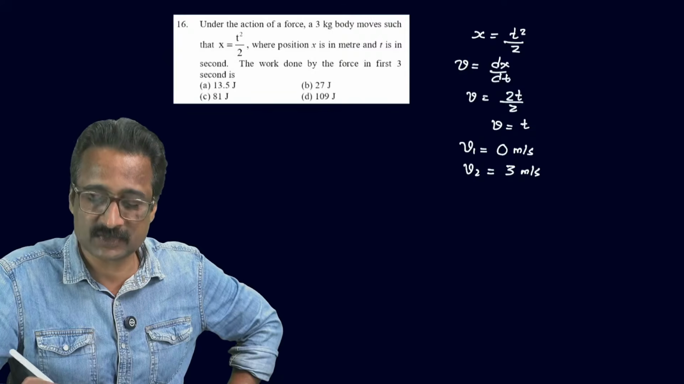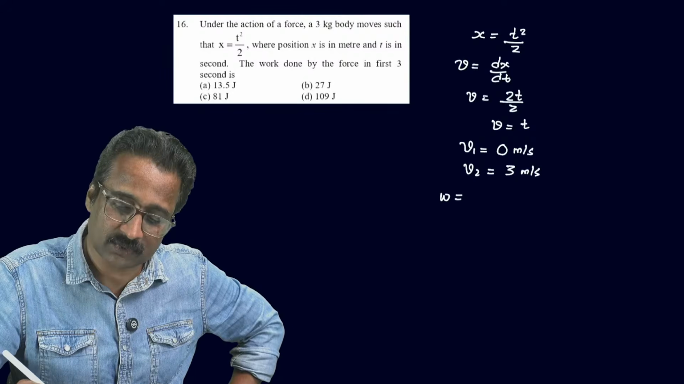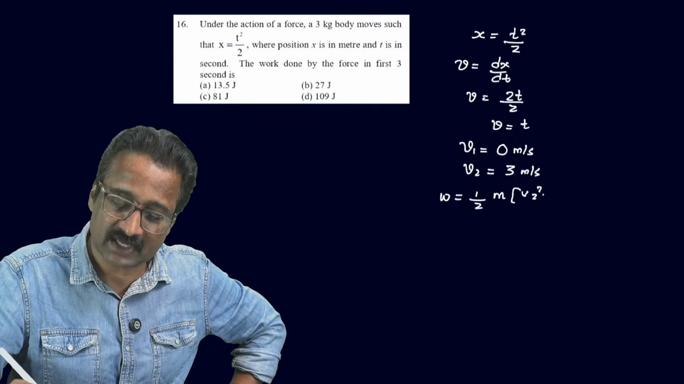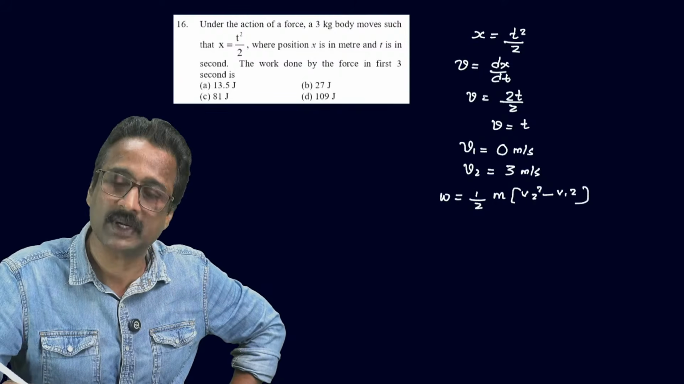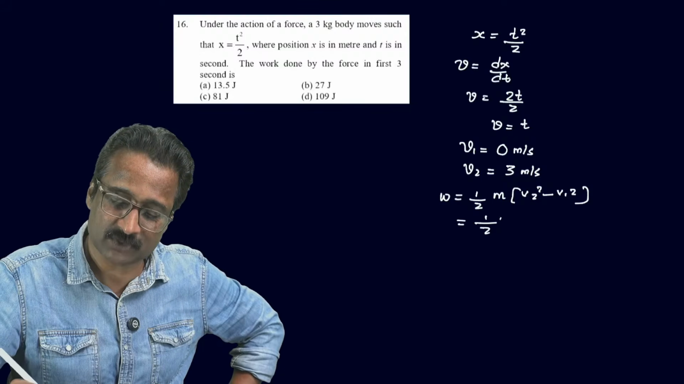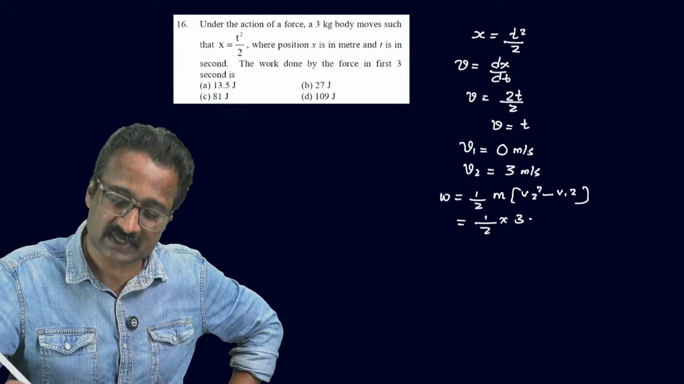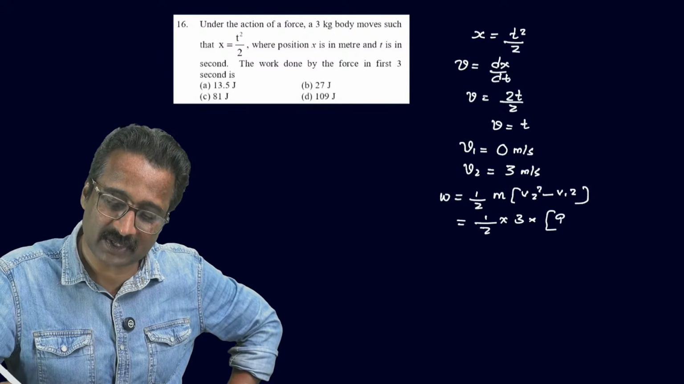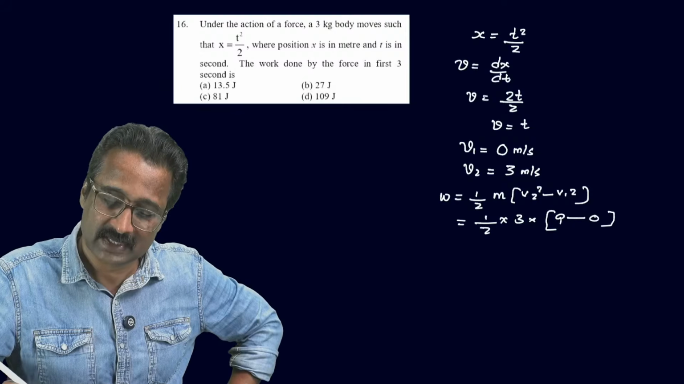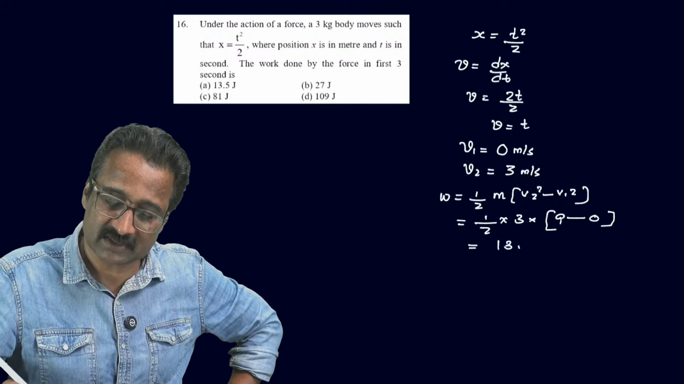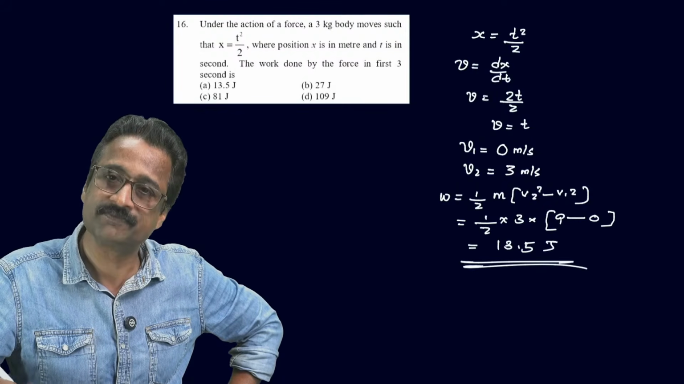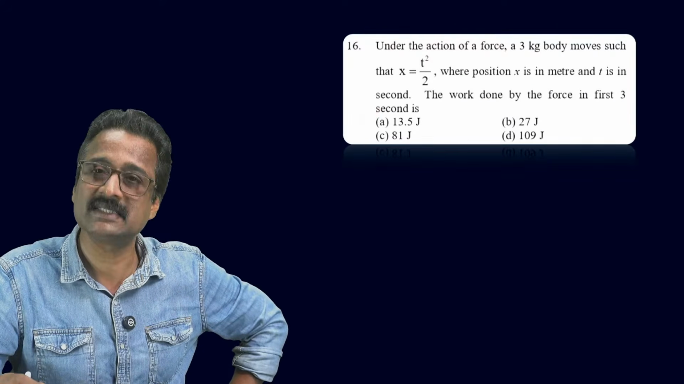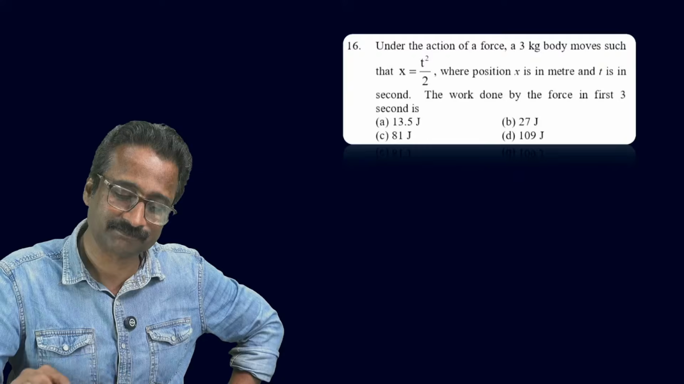Now they ask you what is the work required. Work is nothing but change in kinetic energy. It is half into m into v2 squared minus v1 squared, which is equal to half into the mass of the body, which is 3 kg, into v2 squared. v2 squared means 3 squared, so 9, minus 0. 27 by 2, the answer is 13.5 joules. 13.5 joules of work required, work done by the force. Your option is A. That was question 16.